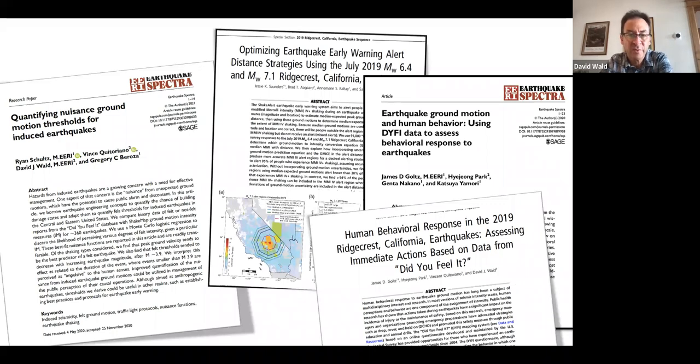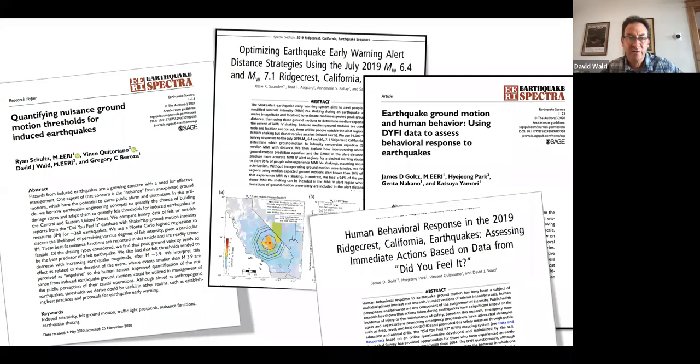There's another group of users, though. In terms of social science, these reports include first-person accounts. The Did You Feel It data, we have questions that people answer, and we assign intensities based on those questions. But then they can write down what they did and what actions they took and how they feel.